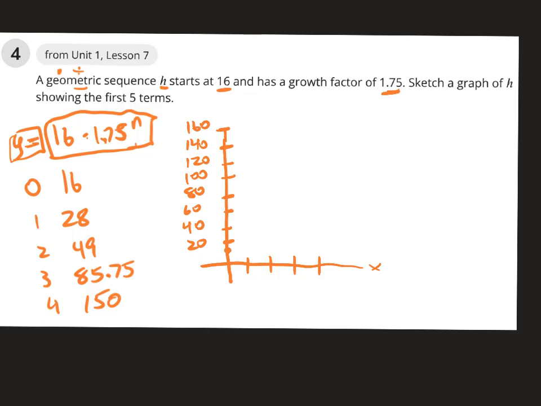Let's put dots in blue, a different color. At 1, we're at 28, which is halfway between 20 and 40. At 2, we're at 49, which is halfway between 40 and 60. At 3, we're at 85, which is a little bit above 80. And then at 4, we're at 150, which is halfway between 140 and 160. So as you can see, it makes a curve. It's supposed to make a curve graph. This is not exact, but had I drawn better, straighter lines, you would have seen the curve.